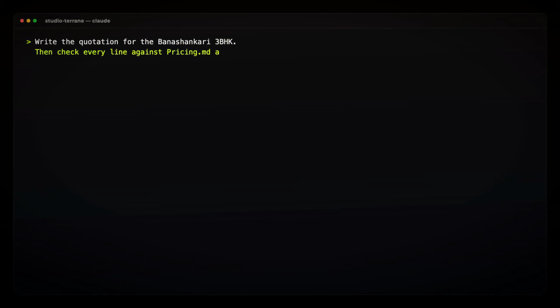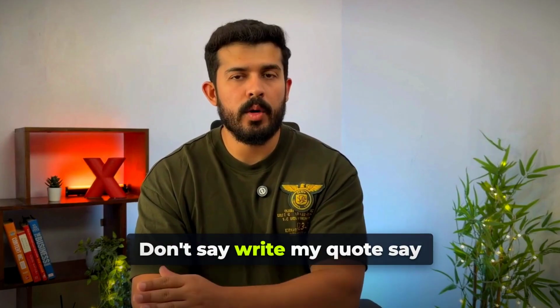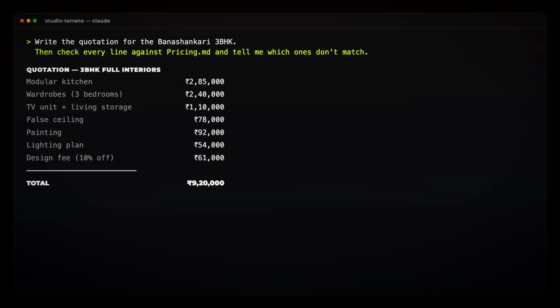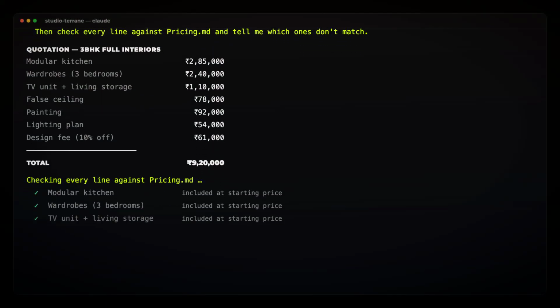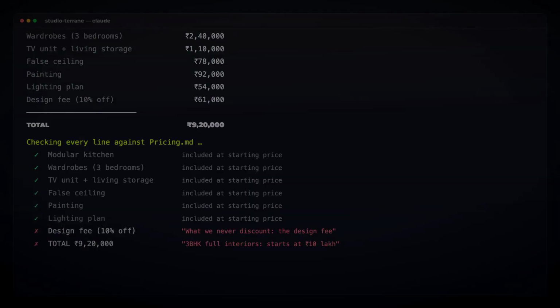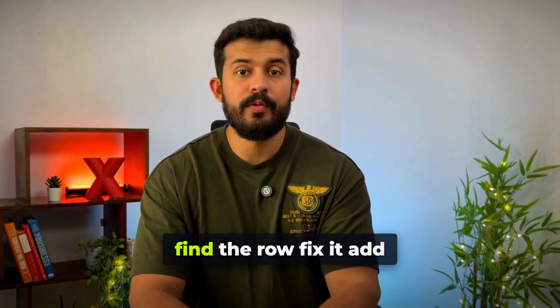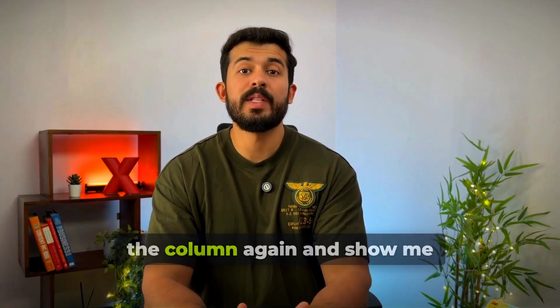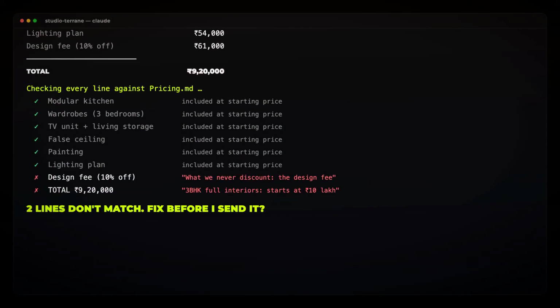Give it the answer key. Don't say, write my quote. Say, write the quote, then check every line against my price list and tell me which ones don't match. Don't say, fix the sheet. Say, the total is wrong. Find the row, fix it, add the column again, and show me the new total. Same job, but now it marks its own work before it comes back to you.